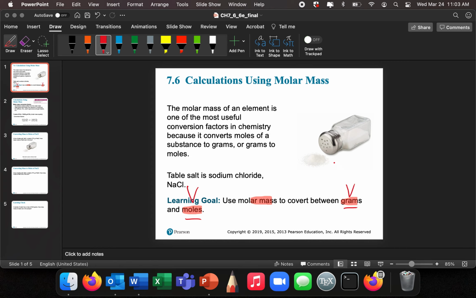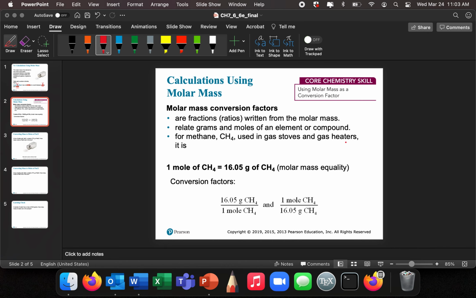This is very important because we can easily measure grams with a balance, but it's moles that are the actors. It's the moles that match up with other moles of other compounds to do reactions, okay? So how are we going to do it? Well, we're going to take our molar mass and make conversion factors.